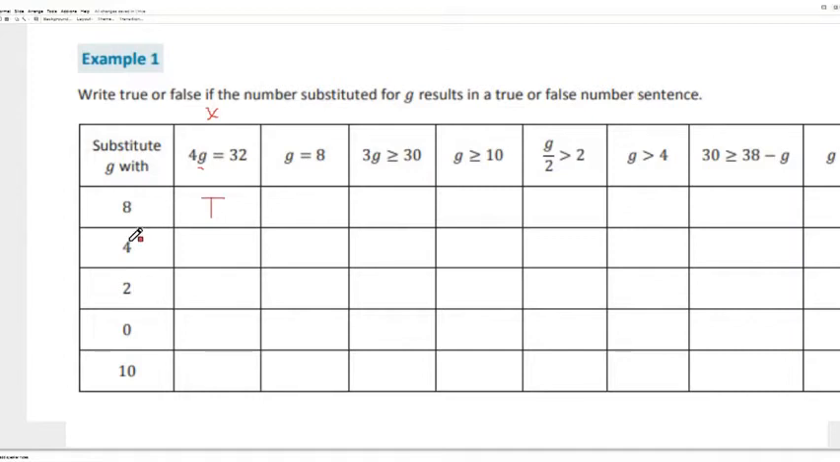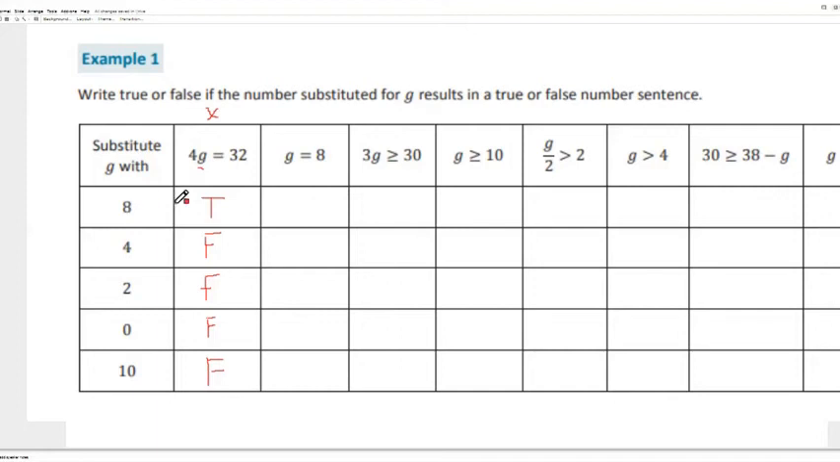If I keep going, 4 times 4, because now g is 4, is 16. Is 16 equal to 32? And the answer is no, so it's false. As you see, we can keep going through this. 2 times 4 is 8. Does that equal 32? No. 0 times 4 is 0. Does that equal 32? No. 10 times 4 is 40. Does that equal 32? And the answer is no. So all of those are false except 8. That's the only thing that equals 32.